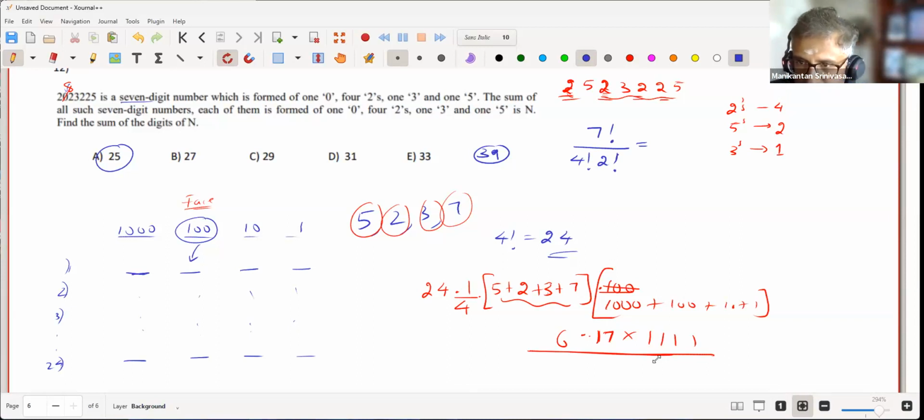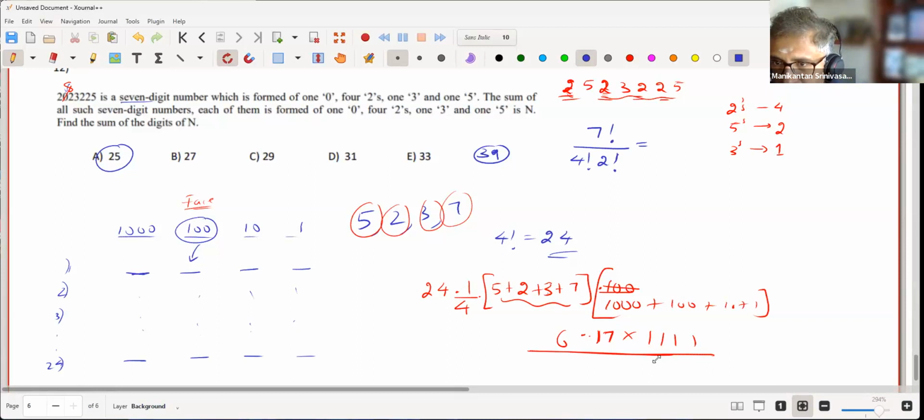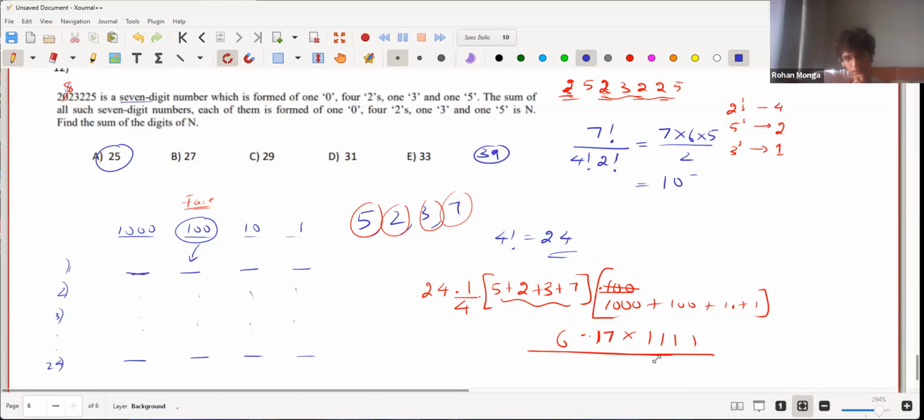All of us should be clear with this one, right? So what is this? 7 into 6 into 5. That cancels off with the 4 factorial. And then we have a 2 here. So which is 210 divided by 2, which is 105.